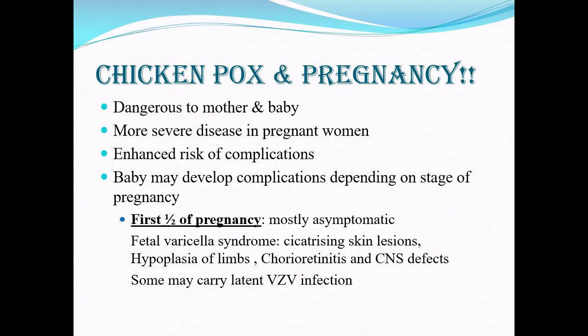Chickenpox during pregnancy is a very dangerous condition for the mother and the baby. Because of hormonal factors, the disease is more severe in pregnant women and it can lead to complications. The fetus can develop complications based on which part of the pregnancy the mother develops the infection in. The first half of pregnancy is mostly asymptomatic, but can also come with what is called fetal varicella syndrome, which has scattered skin lesions. There can be hypoplasia of limbs, chorioretinitis, and CNS defects, and some of the infants can also carry a latent infection.